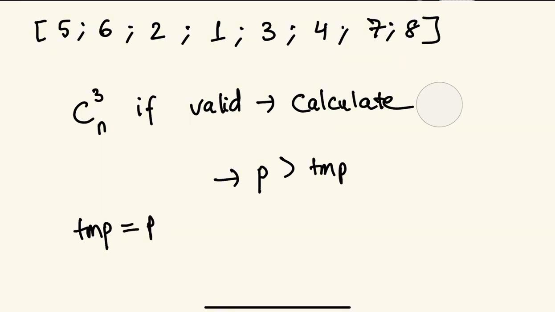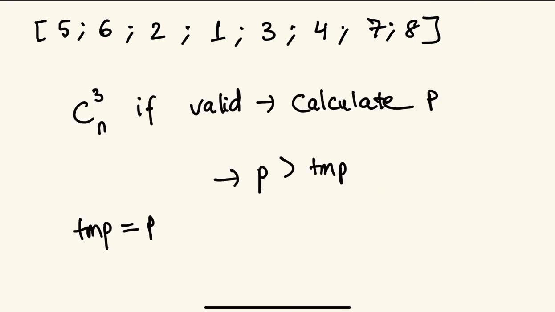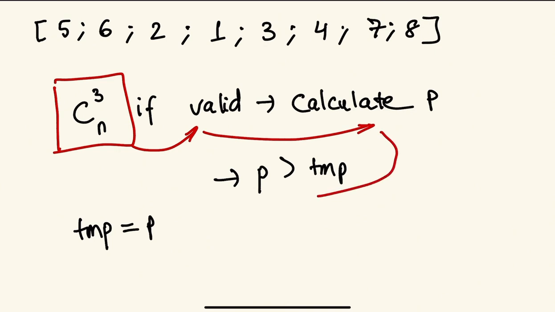But unfortunately, if you choose this approach, you're going to get a time limit error, because it has a very big time complexity. It checks validity, then calculates the perimeter, and then compares. All those things give us a very big time complexity.